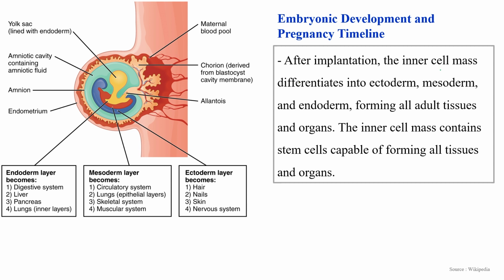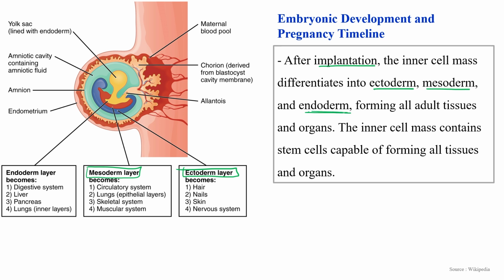Now, embryonic development and pregnancy timeline. After implantation, the inner cell mass differentiates into 3 different layers. The inner cell mass is further converted into the fetus, right? But initially it converts into 3 different layers. First layer, the outermost layer, ectoderm. This blue one, ectoderm. Then just after the ectoderm, mesoderm. This red one, mesoderm. And the innermost layer, this yellow one, endoderm.